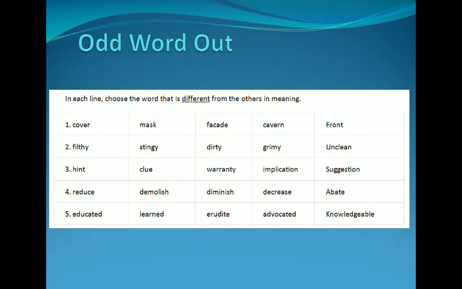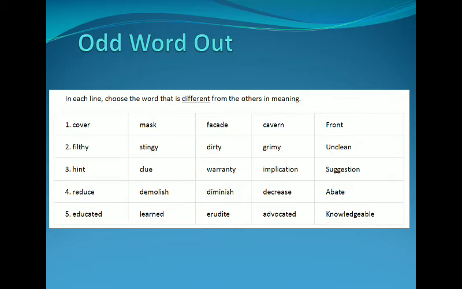Next we see set number 4, reduce, demolish, diminish, decrease, abate. Now reduce and decrease obviously mean the same, that is become lesser in quantity or quality. Abate also means to reduce in quality or quantity. Diminish obviously means to become less in quality or quantity, whereas demolish means destruction. So as you can see, 4 words mean reduction, but demolish means destruction. So demolish is the odd word out over here.